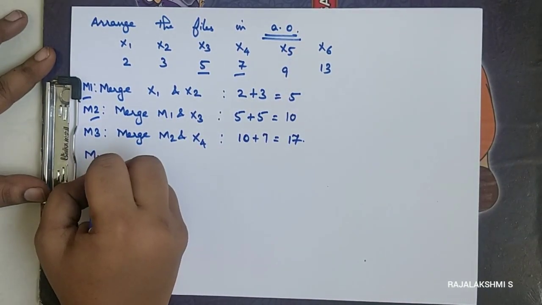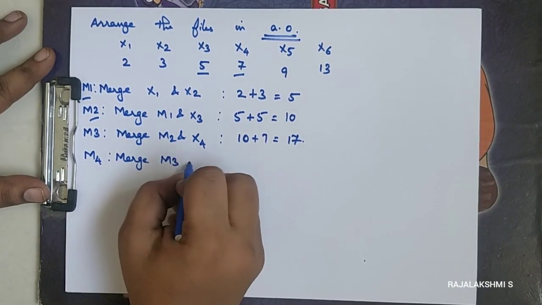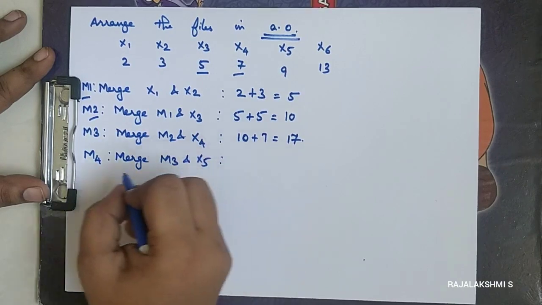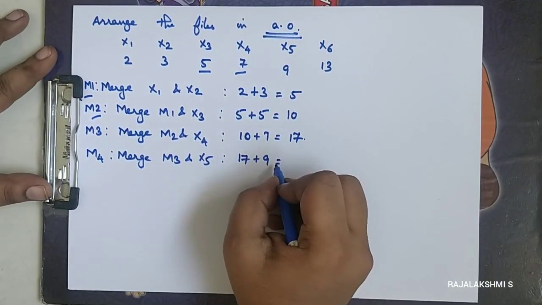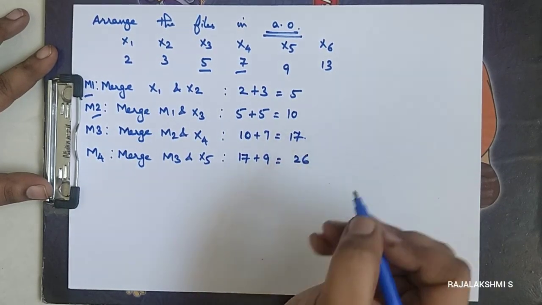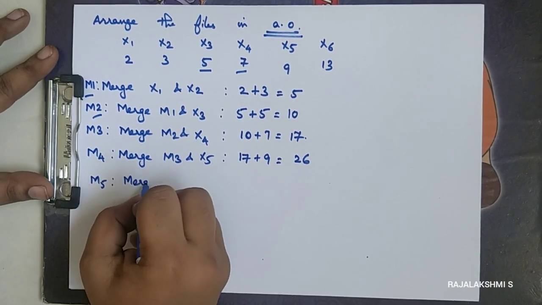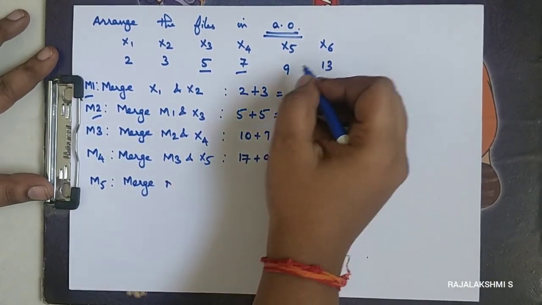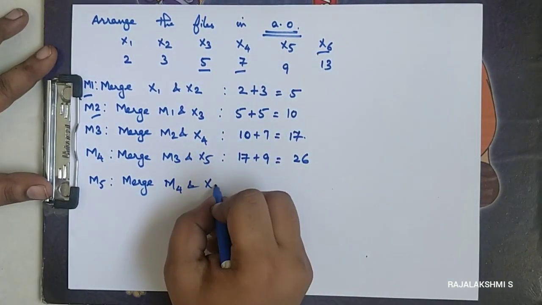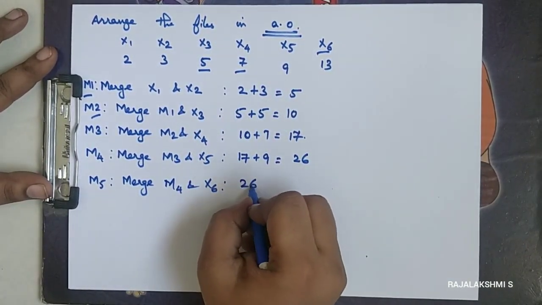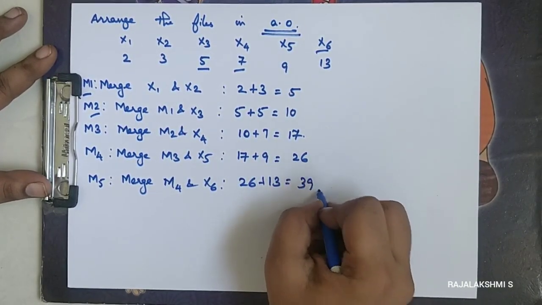So now the next merge operation takes place as merging m3 and x5. So what is m3? It is 17 plus x5, it is 9, which is equivalent to 26, right? So now m5, which is merging m4 and the next file, which is x6. So size of m4 is 26 and size of x6 is 13. So it will be equivalent to 39.